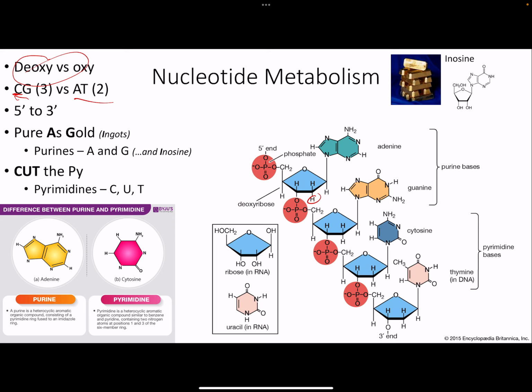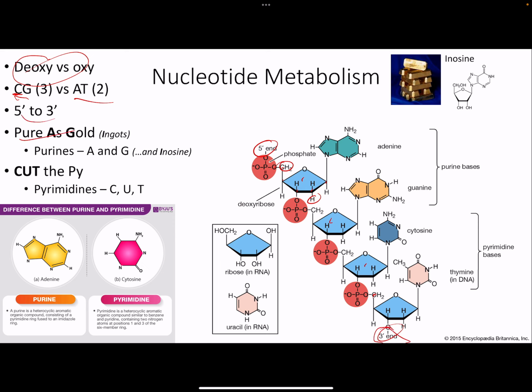5' to 3'. So if we just look at this tetranucleotide sequence, the carbon over here, carbon number 5, right? 1, 2, 3, 4, 5. Carbon number 5 is not attached to another nucleotide. So this is the 5' end. And if we go over the other side, well, carbon number 5 is attached to something. Okay, well, that's not interesting. So then it must be carbon number 3, because that's not attached to anything. So I know that this is the 3' end.